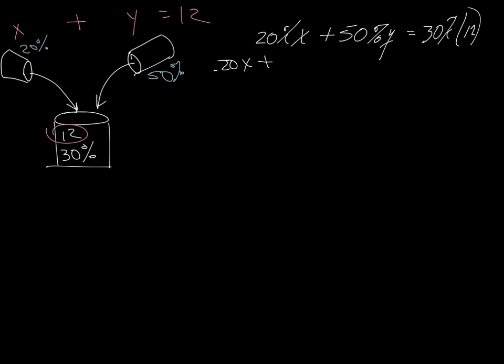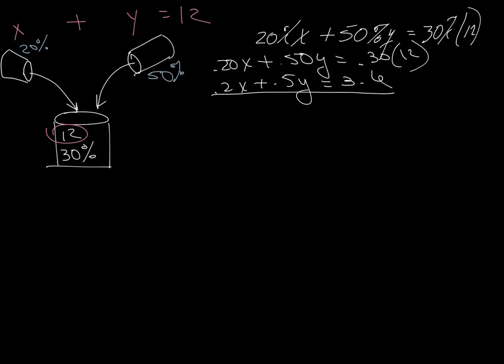0.20x plus 0.50y equals 0.30 times 12. So that would give me 0.2x, we can just leave the zeros there, like that. So there's one of our equations. And there's one of our equations.